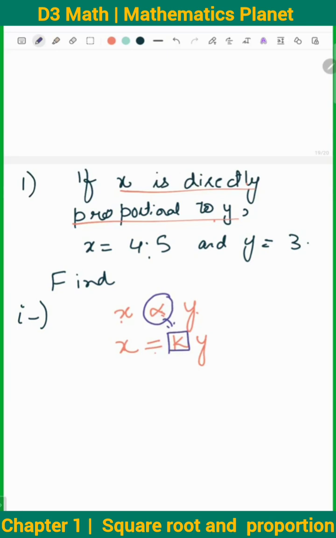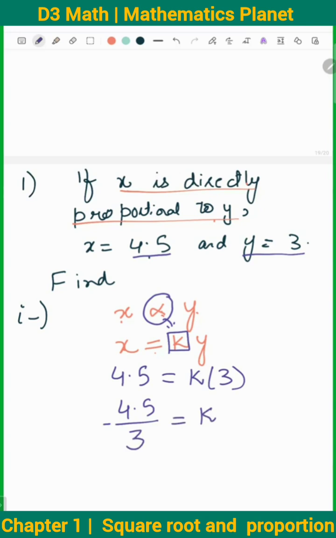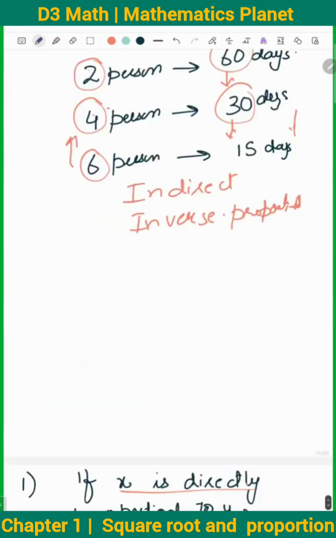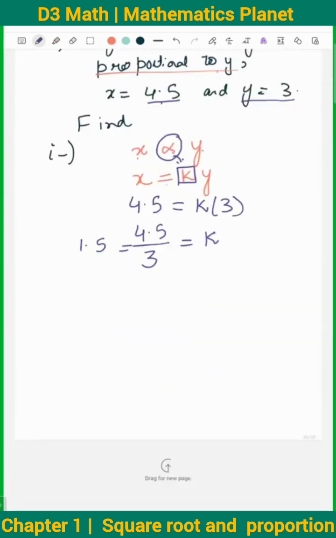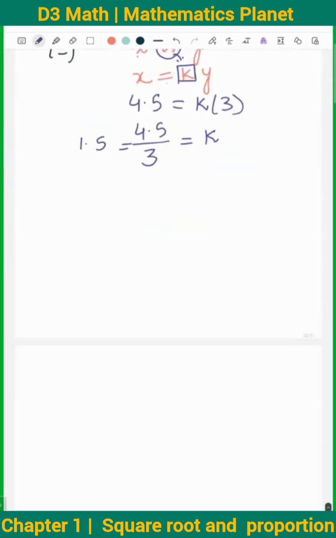Now, what is the value of x? 4.5, which is equal to k times y. And what is the value of y? 3. So you will get 4.5 divided by 3. Tell me what will be the value of k? 1.5. Do all of you get 1.5 as the value of k? Yes, ma'am. Okay, so you get the value of k, you're done with the first part.